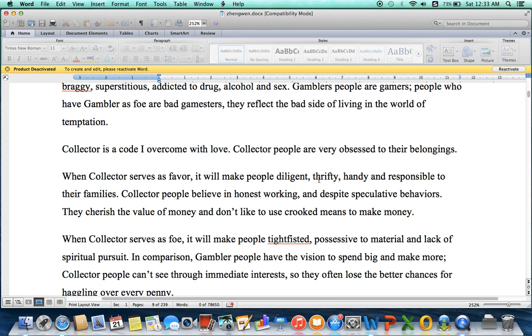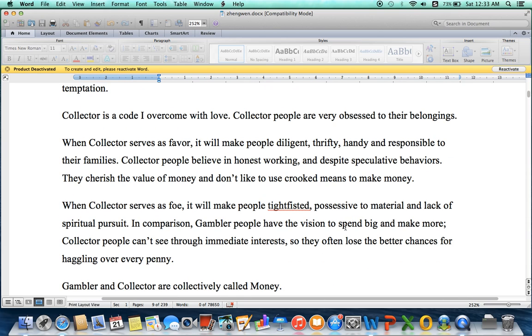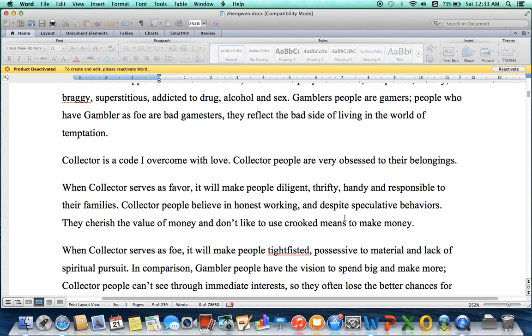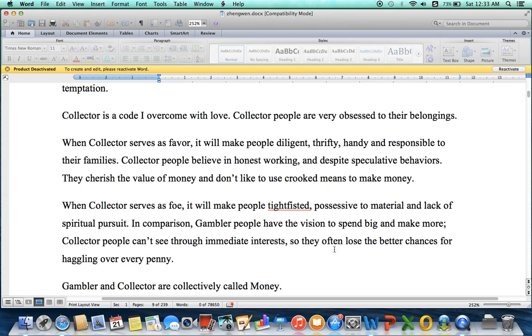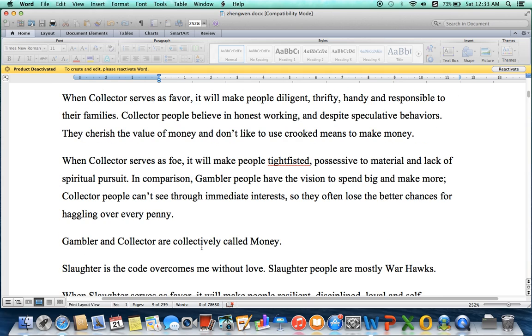The similarity between a gambler and collector is they are both practical, very skillful, handy. But the difference between them is here. One has the vision to spend big and make more. That means, in other words, gamblers can afford to lose. They have the courage to lose. And the collector people, the reason they are holding tight to their money is they are not able to accept losing, something like that. And gambler and collector jointly are called money because they are the element that I overcome as a self code.